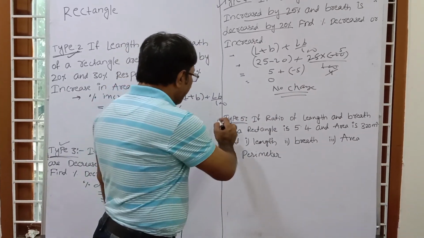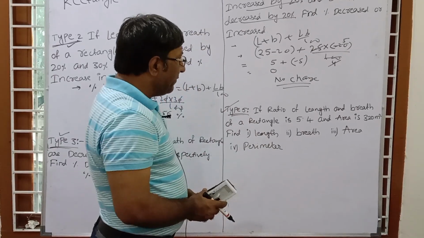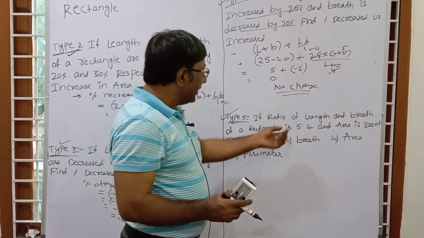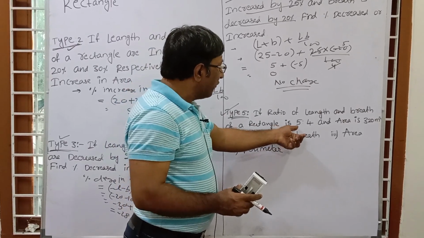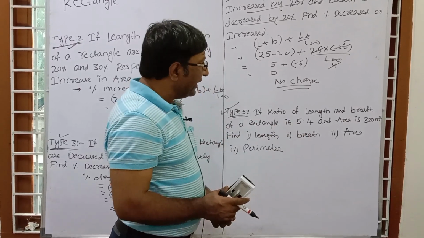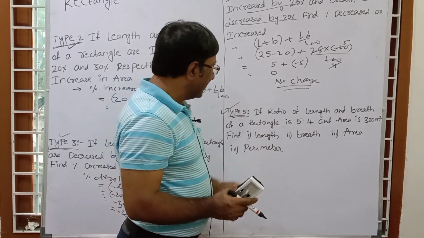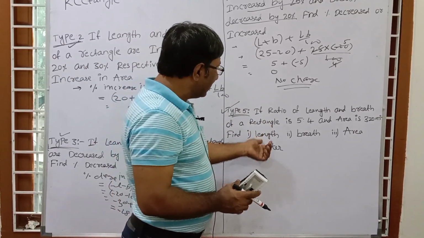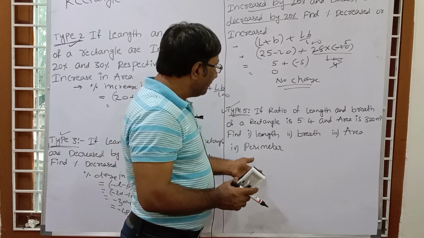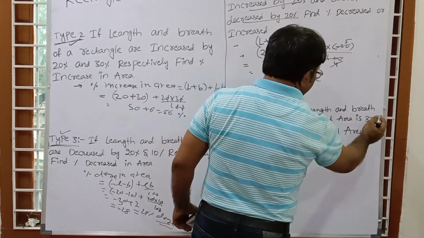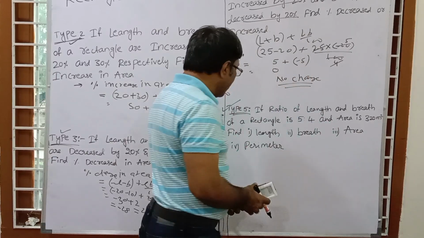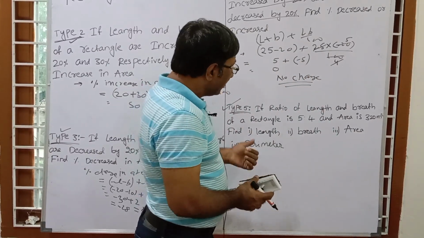Now see the type number 5 question. Type number 5 is what? If the ratio of length and breadth of a rectangle is given as 5:4 and the area is given as 320 meter square, then find the length, breadth, and perimeter. The area is already given, 320 meter square.